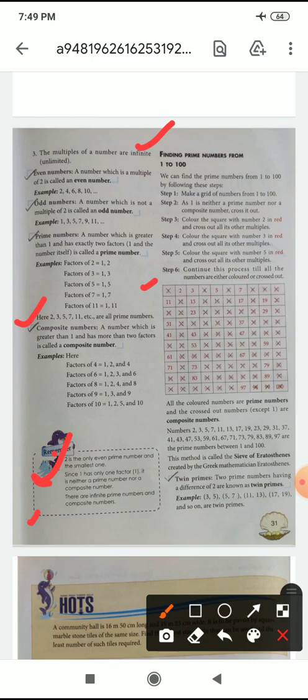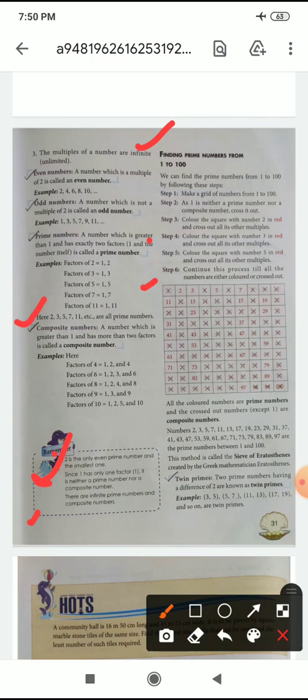Then step 3. Color the square with number 2 in red and cross out all its other multiples. First you color 2, then the multiples of 2, suppose 4, 6, 8, 10, like this you cross out. Step 4. Color the square with number 3 in red and cross out all its other multiples. So the multiples of 3 like this. 3, then just 6. So you start from 6, then 9, like this you cross out all the multiples of 3.